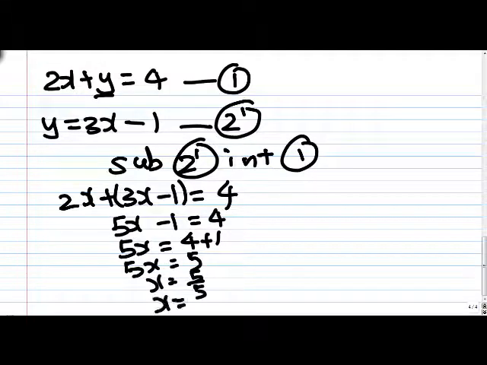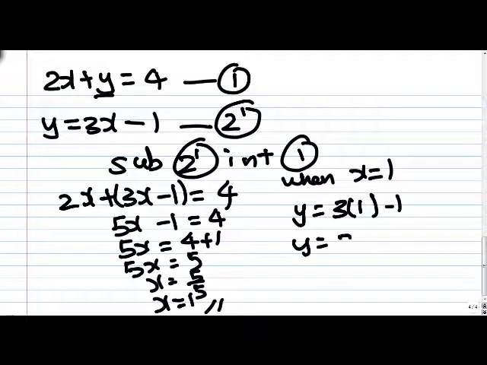x equals 1. Now when x equals 1, let's solve for y. y equals 3 times 1 minus 1. y equals 3 minus 1. y equals 2. Alright, so we've just solved simultaneous equations embedded within exponential equations.